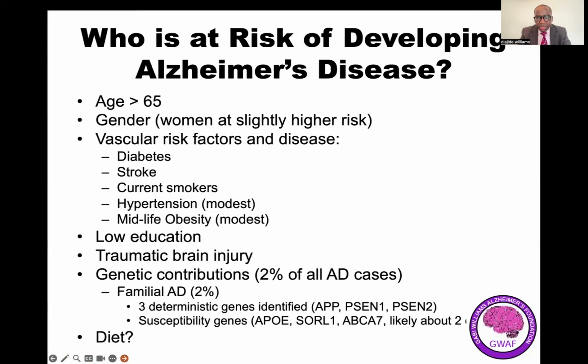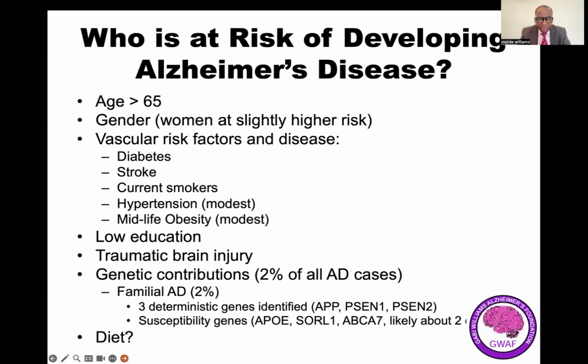Who is at risk of developing Alzheimer's disease? Alzheimer's disease is the disease of older people, typically beginning after age 65. Women are slightly at higher risk than men. There are some conditions that significantly increase your risk for Alzheimer's disease. Those include diabetes, stroke, smoking cigarettes, high blood pressure, and obesity. All of these are risk factors for Alzheimer's disease.